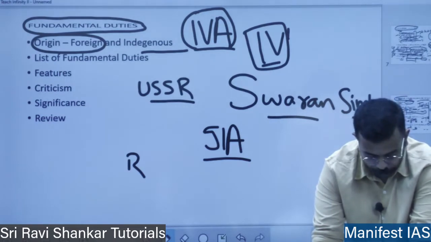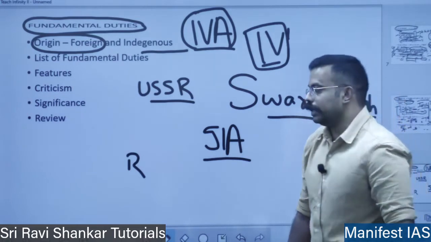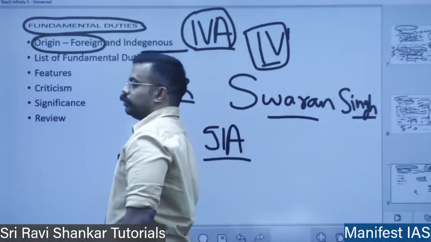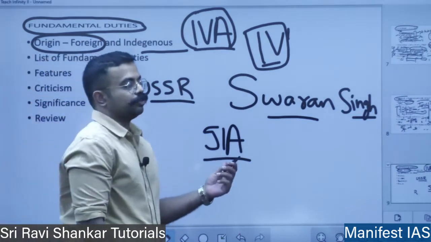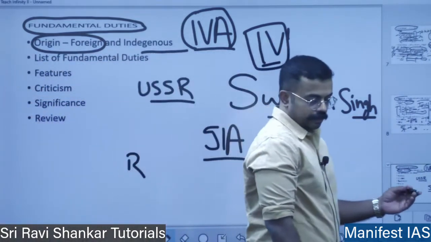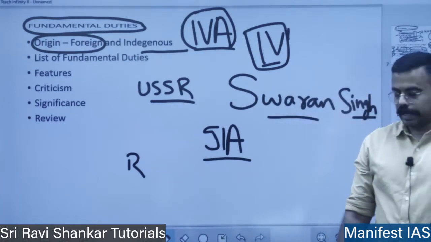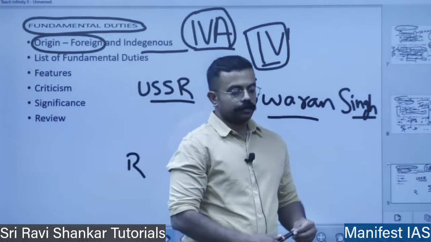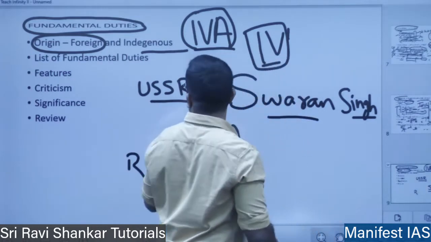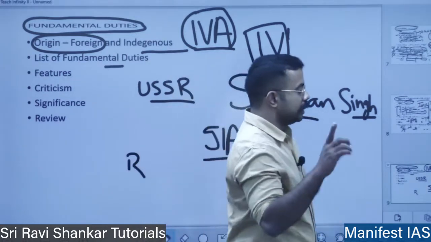And also to provide opportunities of education. This is important. This was added by the 2002 Constitutional Amendment Act. So every parent has to educate his children from age 6 to age 14. It is a fundamental duty. So I have told the list of fundamental duties.